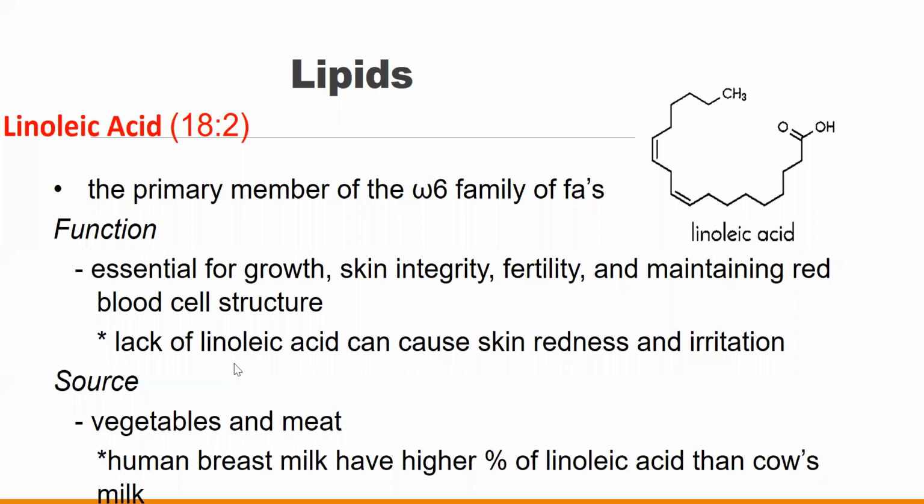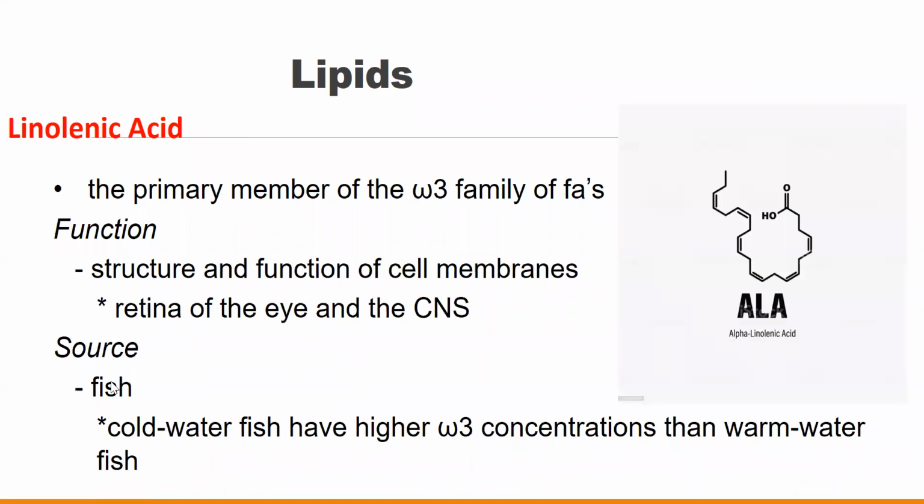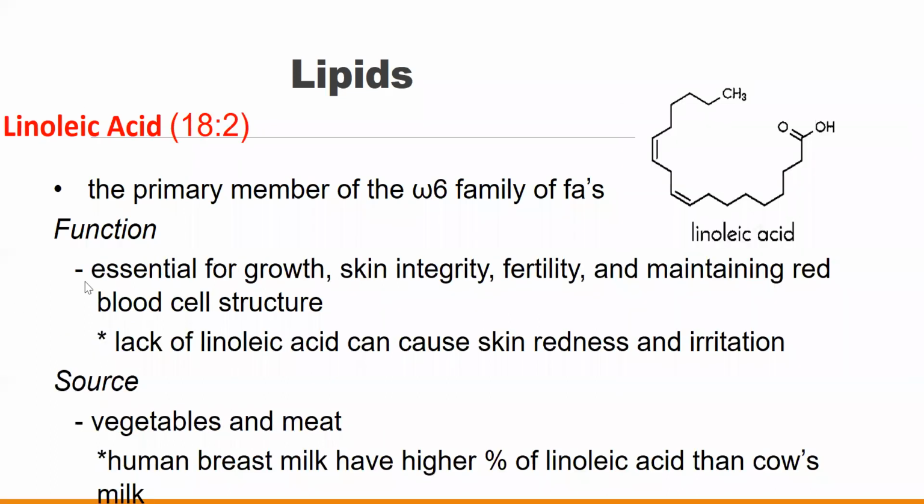Usually our sources here are vegetables and meat. And even fish, especially the oils from fishes, also have a lot of omega fatty acids, in this case linolenic fatty acids. And it is one of the claims. Lack of this can cause skin redness and irritation. It can affect skin integrity, fertility, and maintaining our red blood cell structure. And of course, because of that, our sources are vegetables and meat.